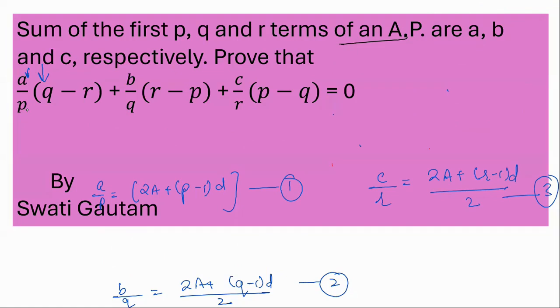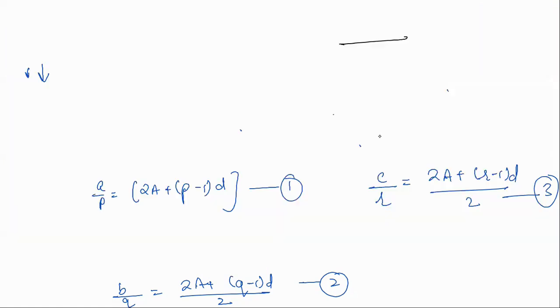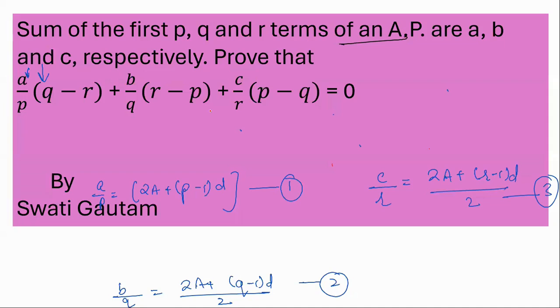Okay, so let's move towards the next page. Now one thing you have to see here: let me change the color. Okay, this color I will take. So what is the value of a by p? Now, whatever I have, I will put here in this part.